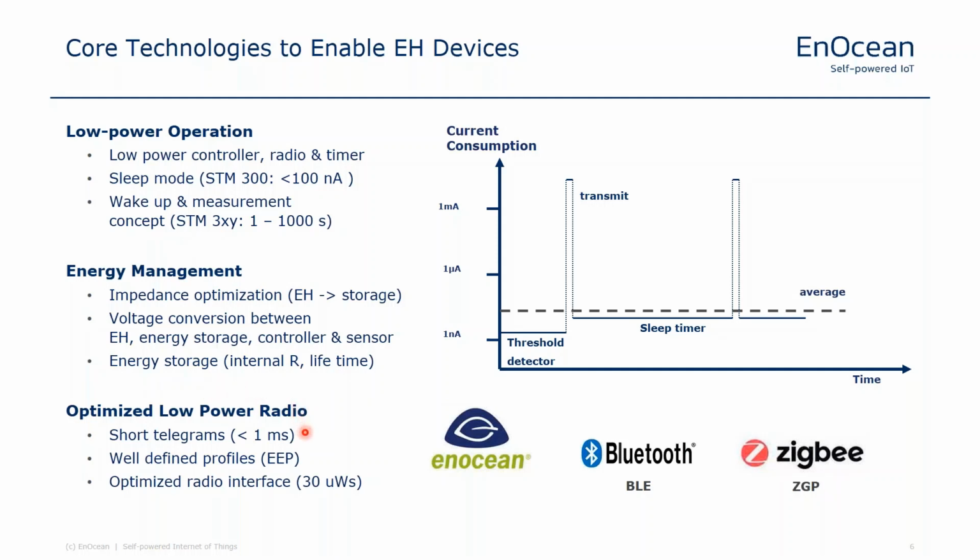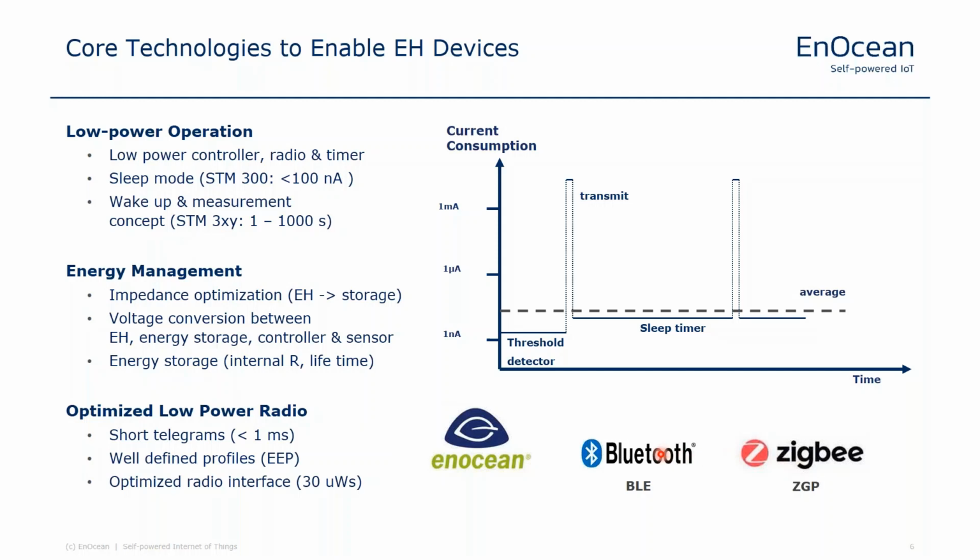So optimized means in this case very short telegrams. For example, for the EnOcean radio, we have below 1 millisecond for 1 telegram. Then well-defined profiles are necessary. We started this about 20 years ago with the EnOcean radio profile. Then came Zigbee, who also did this. We convinced them to have also some radio profiles for optimized energy harvesting solutions.